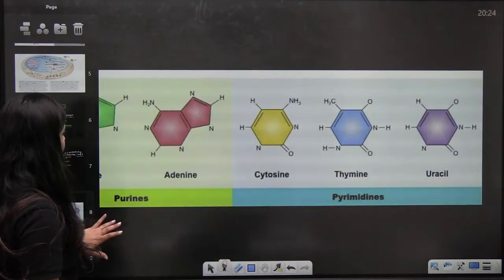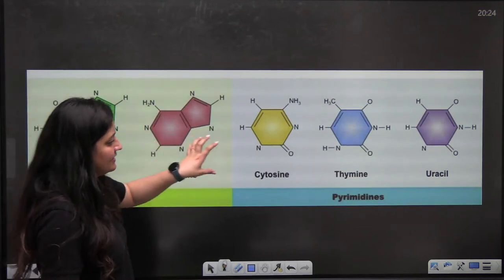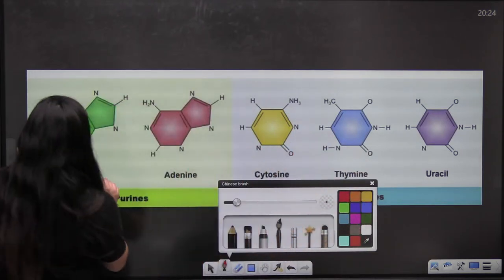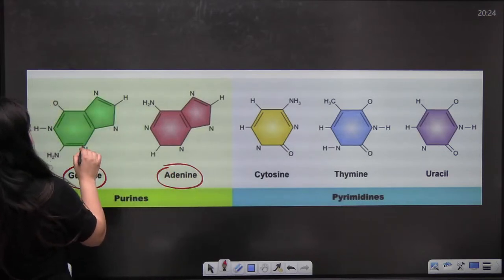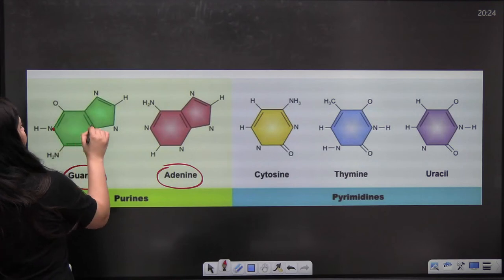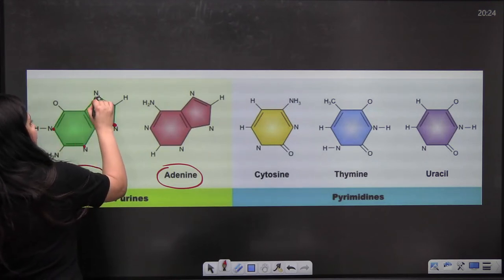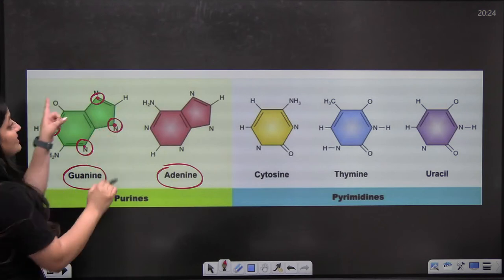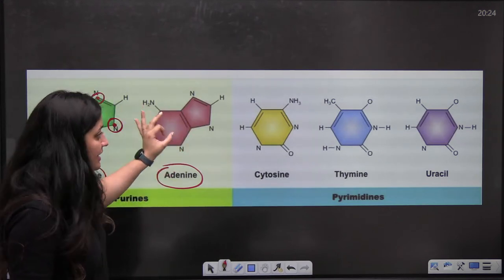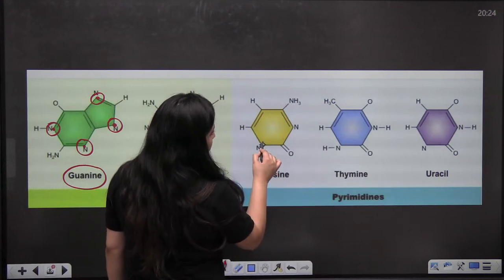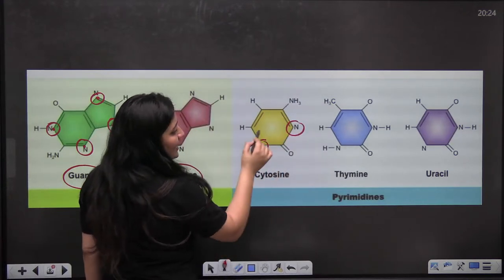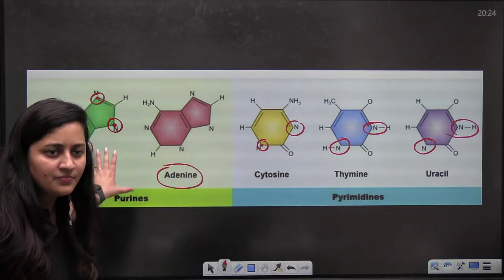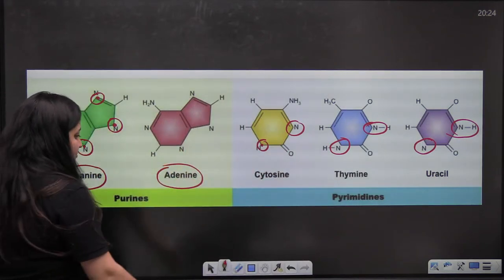Here you can see, purines are 9 membered, pyrimidines are 6 membered. Now have a look at this particular structure, guanine and adenine. As I said, at 1, 3, 7, 9, you will have nitrogen at 4 positions. I'm not talking about outside the ring, but in the ring. Now let's talk about these pyrimidines: 1 and 3. Is that clear?